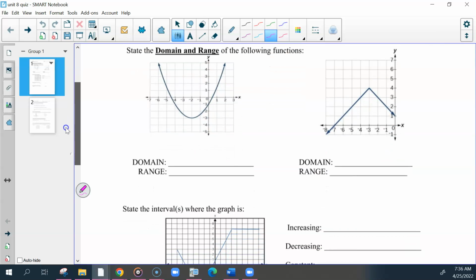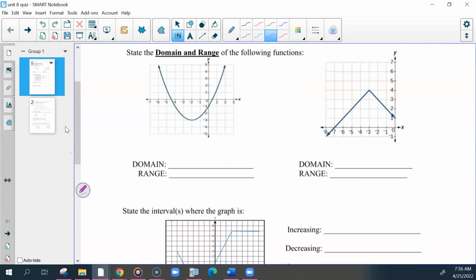So for number 1, domain was all real numbers. It should be left to right, so negative infinity, positive infinity. Range was starting at -3, but bracket to infinity. So if you had a parenthesis there, that was incorrect.